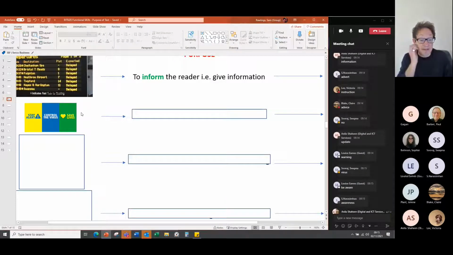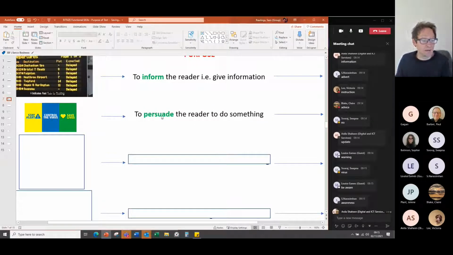Yeah, good, Louise. So they want you to be aware, exactly. They want you to be careful. They want you to be aware. They don't want you to spread the disease. So what it's trying to do is influence your behavior. What it's actually trying to do is persuade you to do something. It's trying to persuade you to stay aware, persuade you to be careful, to wash your hands.